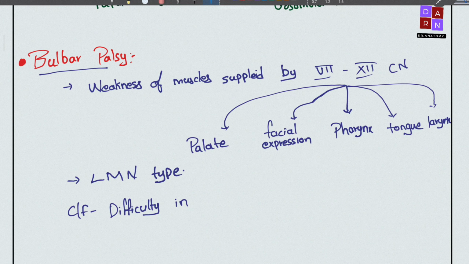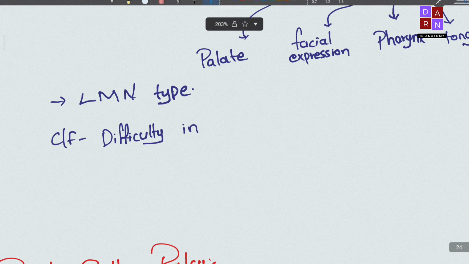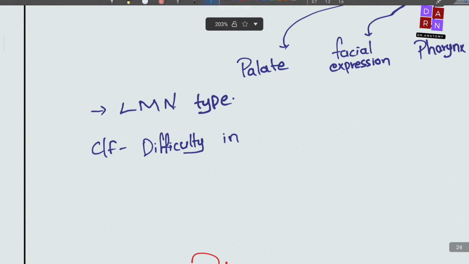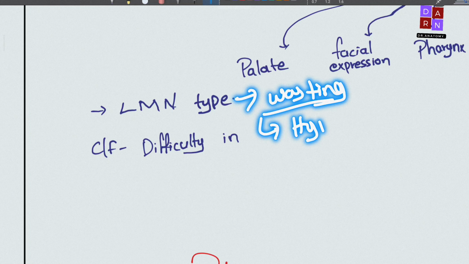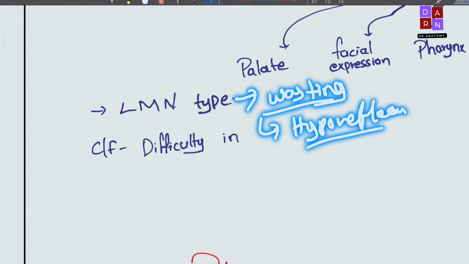Okay, bulbar palsy. The next clinical anatomy we are going to discuss is bulbar palsy. It is nothing but weakness of the muscles of the 7th to 9th cranial nerves. Palate, facial expression, pharynx, tongue, and larynx, these are all gone. It is a lower motor neuron type of lesion. Lower motor neuron I had discussed before. You will be having muscle wasting, you will see hyporeflexia.